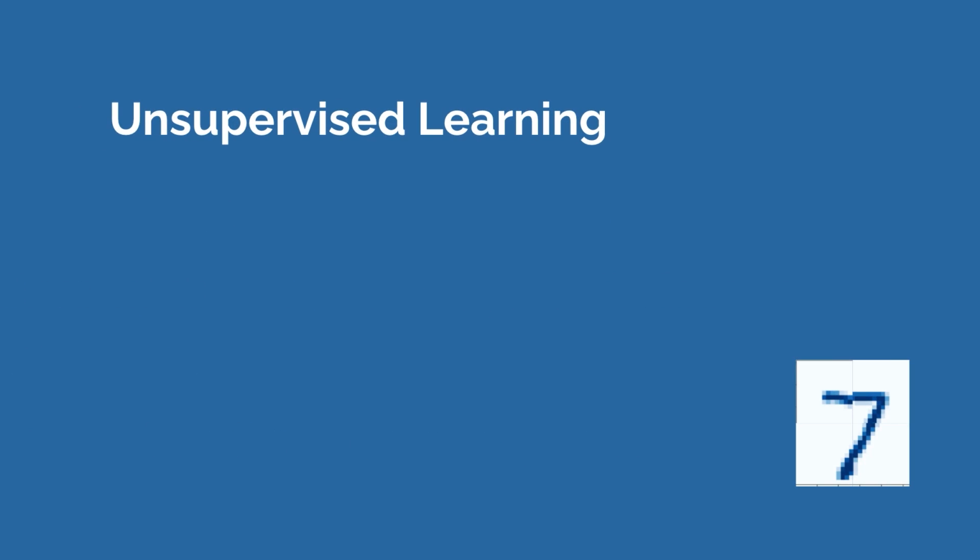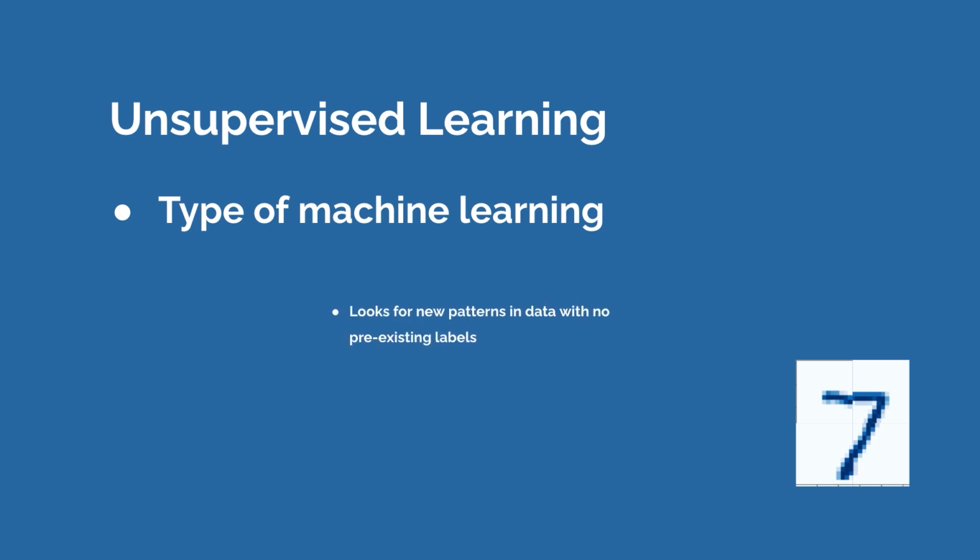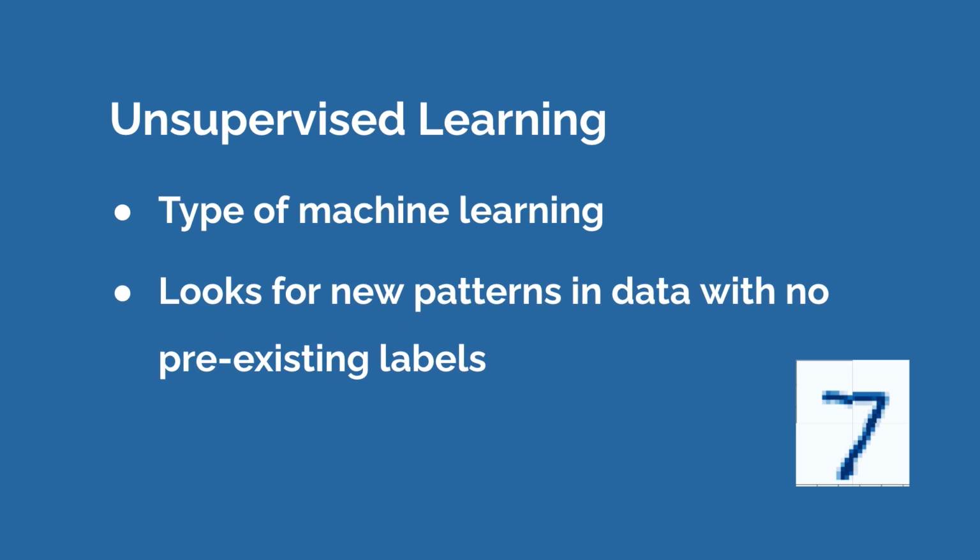Now, the direct contrast to supervised learning is unsupervised learning. It's another type of machine learning task, but this time it does not use labels. So where supervised learning had labeled images, unsupervised learning could get the same images, but they would be unlabeled. That's just a different way of training a model to develop an algorithm. It's a different way to train intelligence. This time, we're looking for new patterns in data with no pre-existing labels.